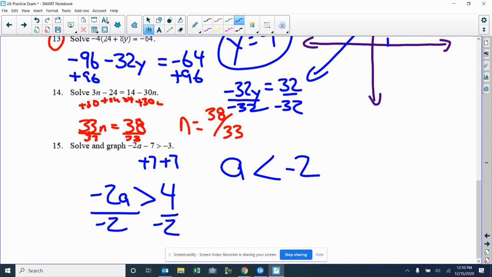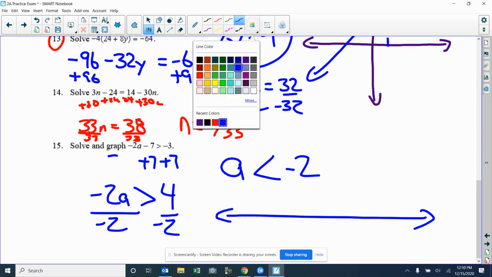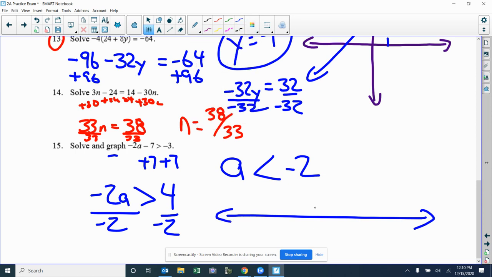-2. We're going to graph this on a number line. The only number we're really interested in is -2, and it's not including it, so we're going to have it open. Where is a number less than -2? Well, -3, -4, -5 is everything less than, so that's going this way.